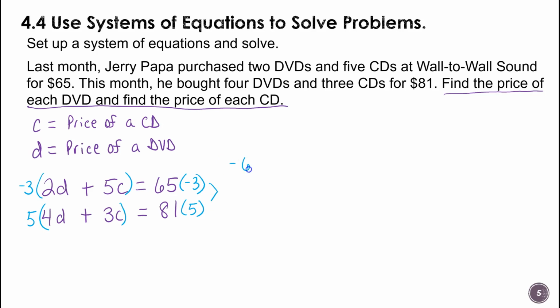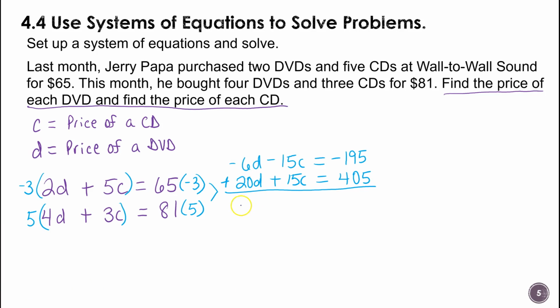So I'm going to have -6D minus 15C equals -195, I hope. And then 20D plus 15C equals 405. And we're going to add these together. Oops, I got that a little bit close. Okay. So let's see here.